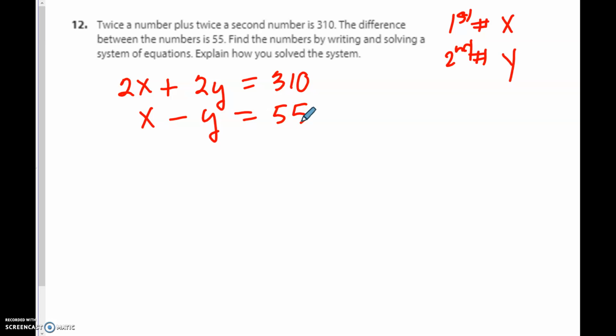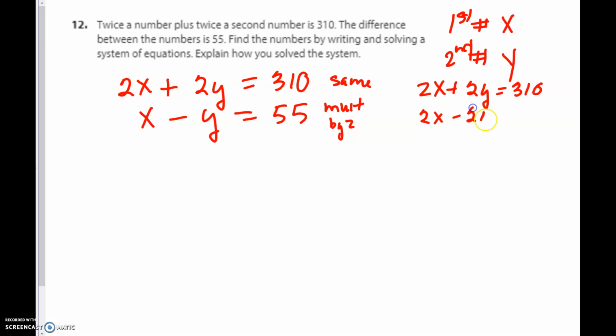All right, so we can choose to get rid of x or y's here. It doesn't matter. I'm going to choose to get rid of y's because one of them's positive and one of them's negative. So I'm going to keep the top one the same. I'm going to keep this one exactly the same. 2x plus 2y equals 310. And I'm going to multiply this one by 2. So I get 2x minus 2y is 110. So now when I add these up, 2x plus 2y is 4x, and our y's cancel out.